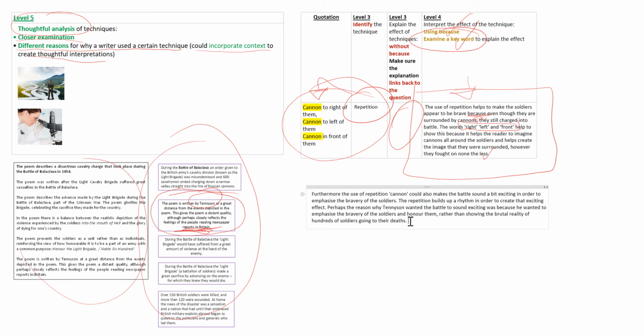Okay, so have a think about how you would turn just one of your techniques. Go back and have a look at a technique that you feel a little bit more confident about, perhaps. An interpretation in level 4 that you feel really strong on, and you think you could turn that into a more thoughtful analysis.